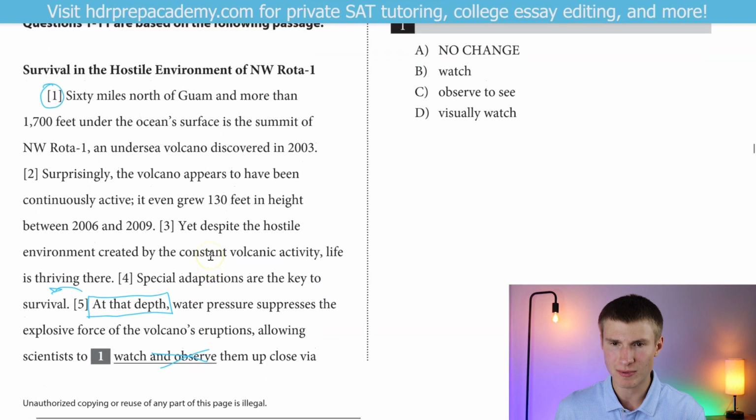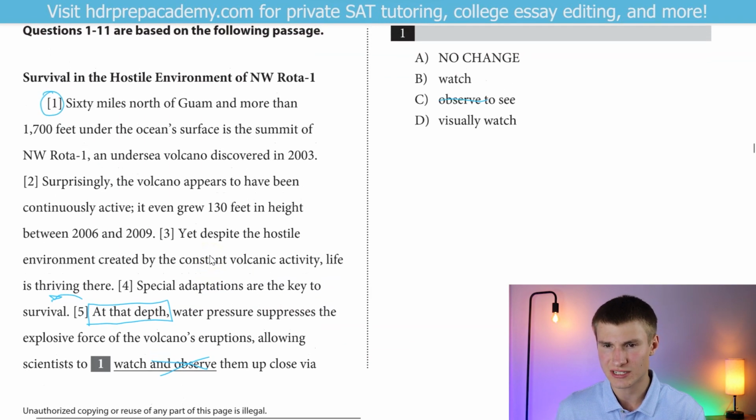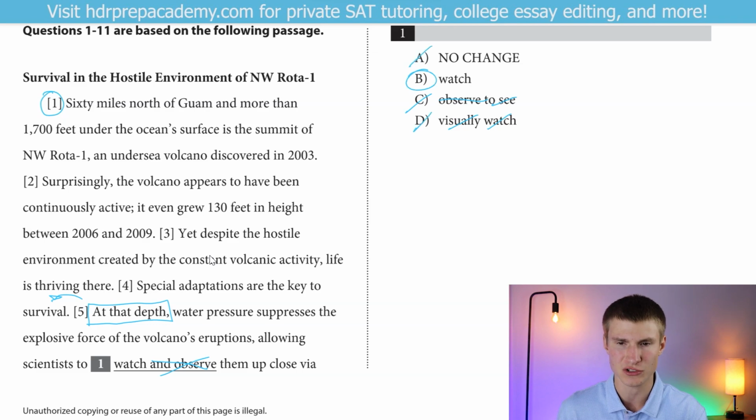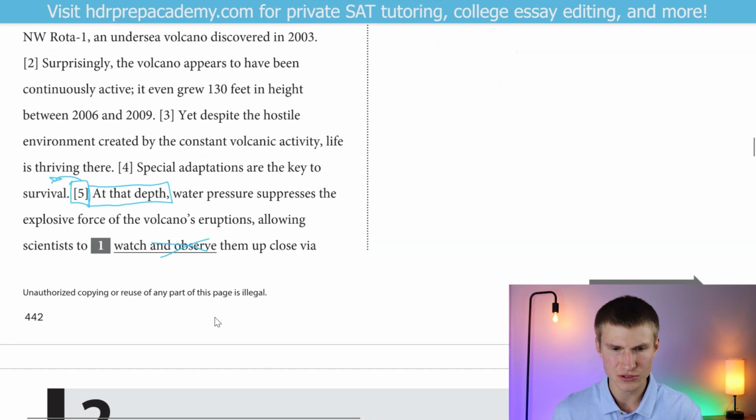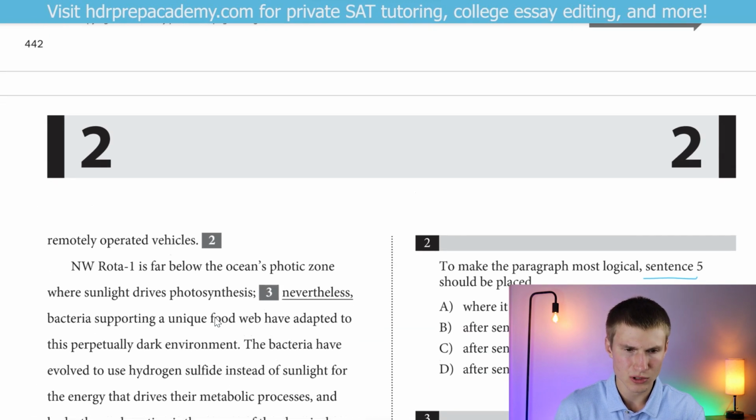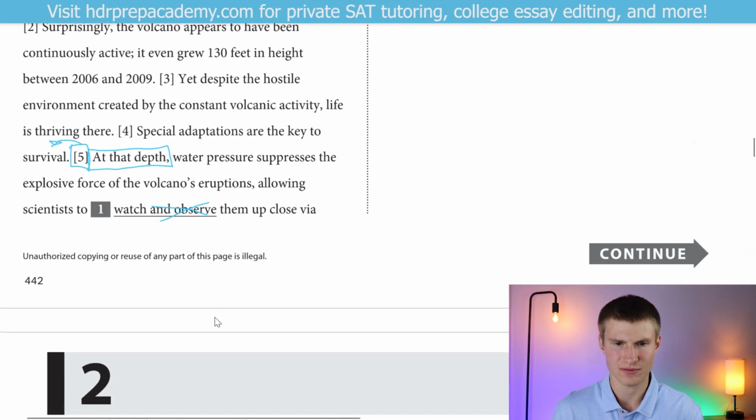If I go up to my answer choices for 1, I see "observe" to "see." Observe and see mean the same thing. "Visually" and "watch" mean the same thing. Therefore, my answer has got to be answer choice B, because that is the answer choice that avoids repetition and redundancy. But long story short, when placing sentence 5, I'm looking for a depth to come before it, and then after it, I'd be looking for some sort of discussion potentially about remotely operated vehicles.